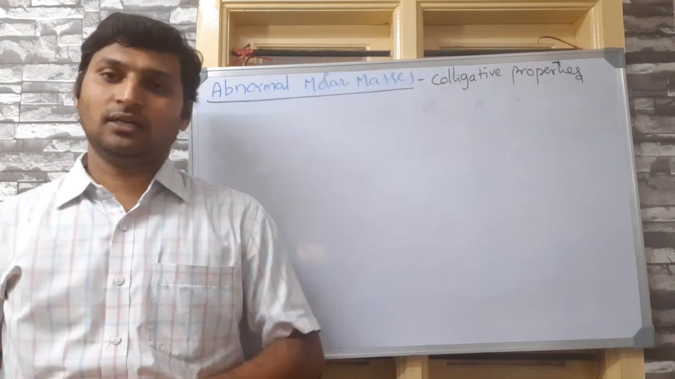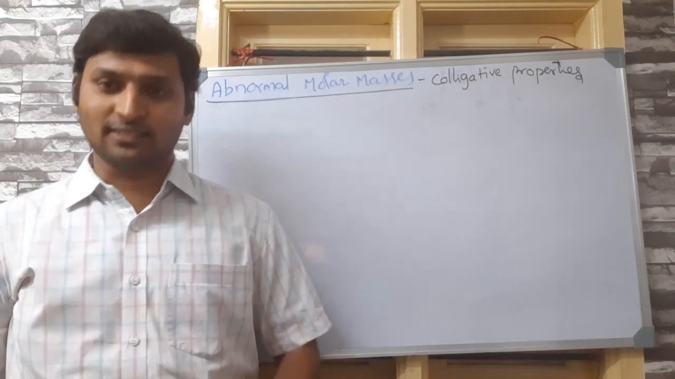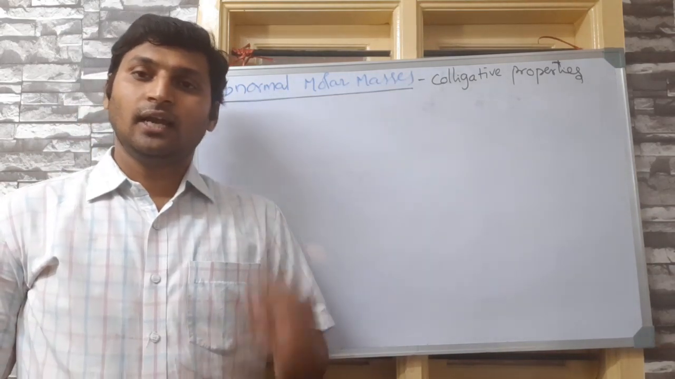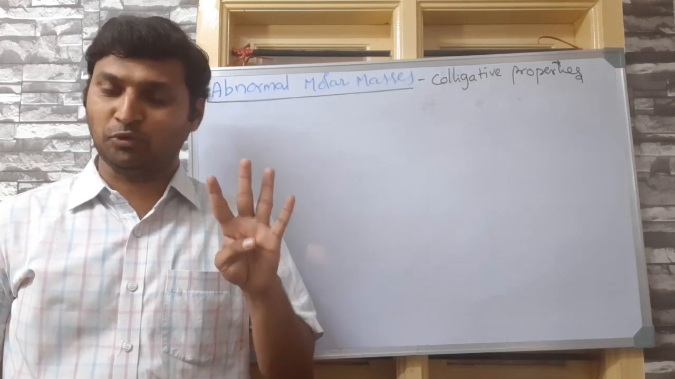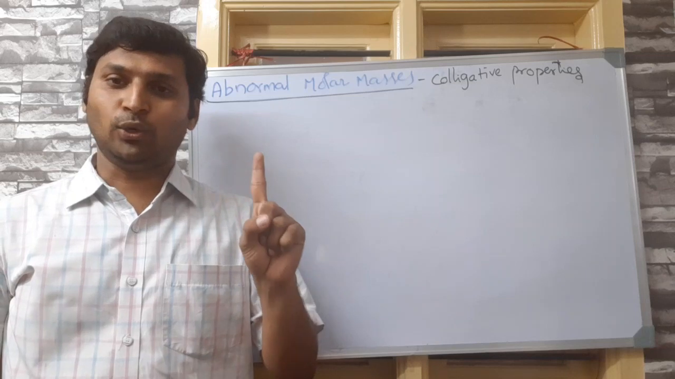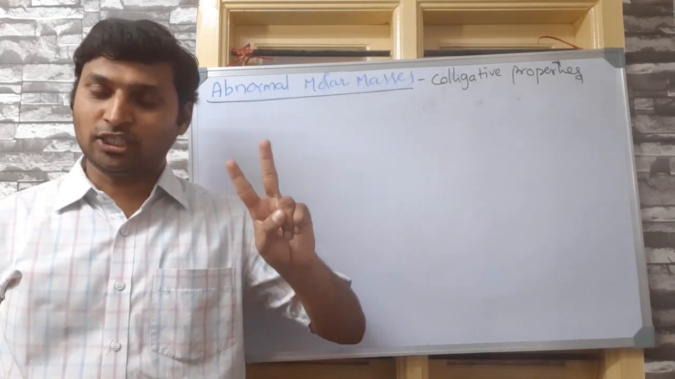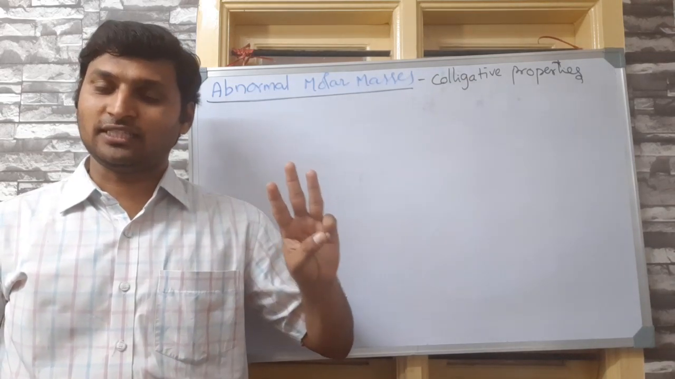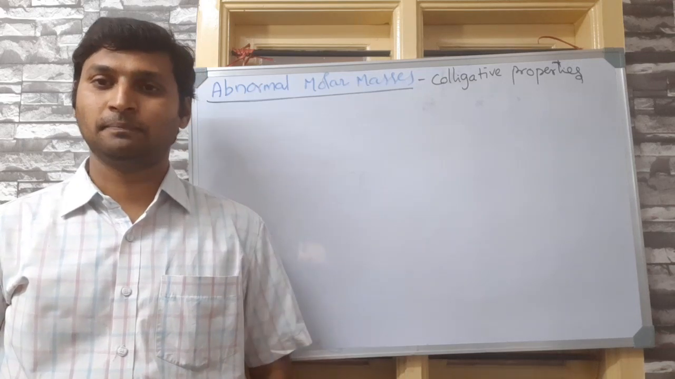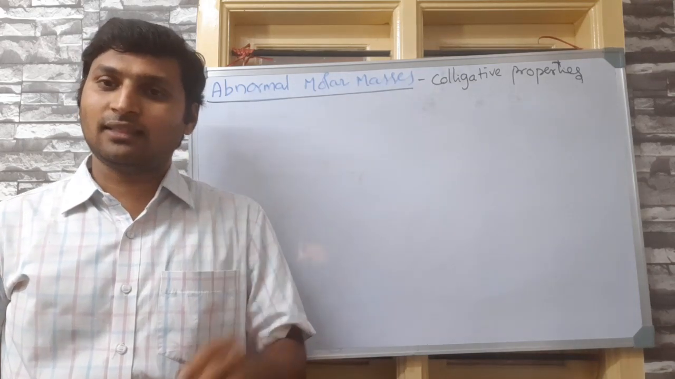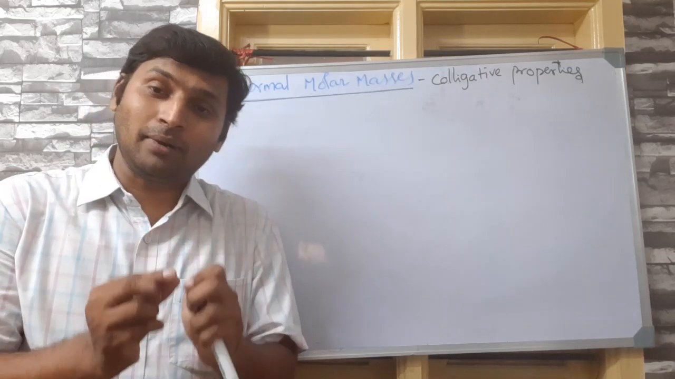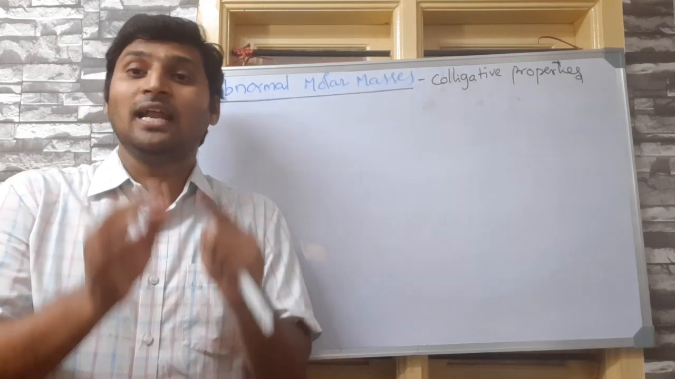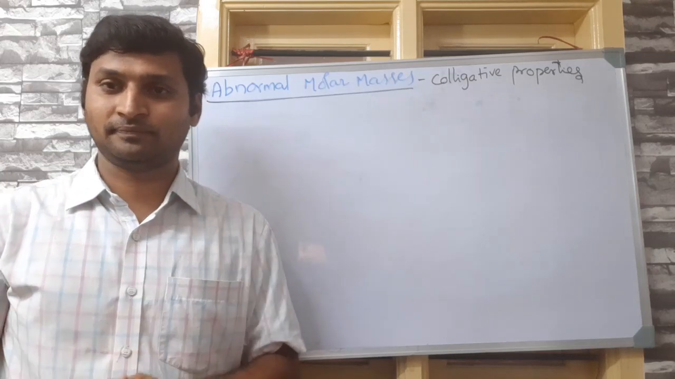If you remember the last two sessions, sessions 7 and 8, I have clearly described the four colligative properties: relative lowering of vapor pressure, elevation in boiling point, depression in freezing point, and osmotic pressure. I have mentioned that the value of the colligative property depends only on the number of particles of the solute, not on the nature of the solute.